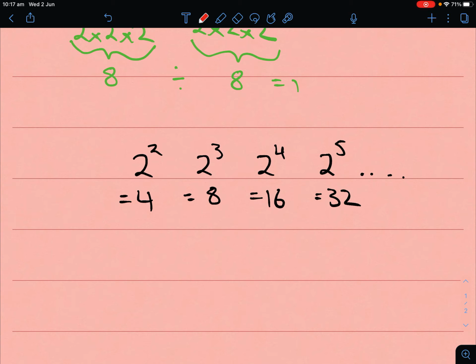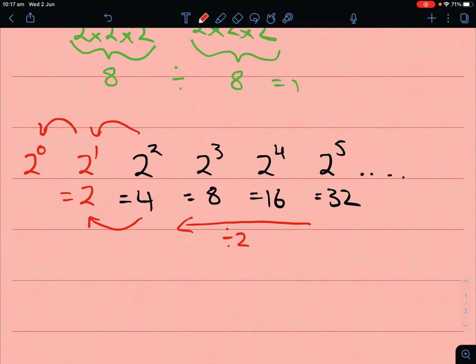And if we come back the other way, then 2 to the 1 would have to be 2. So you can see as we move back this way, everything is halved. We're dividing by 2. So coming back, 2 to the 1, we halve this, and that's going to be 2. So if we came back to 2 to the 0, then we would need to halve this number, and so half of 2 is 1, so we end up at 1. And so that's just another way to show that when we work back to the 0 power, everything ends up being 1.